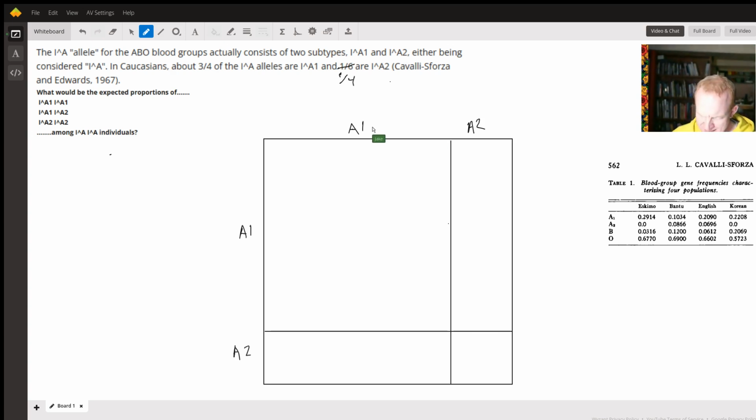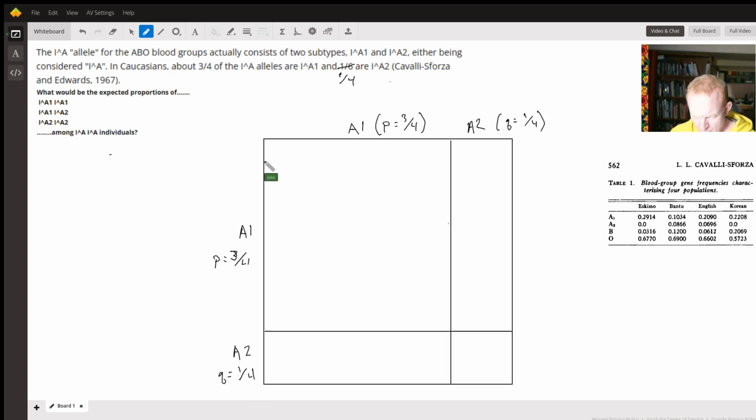Now, we're going to say this A1, P equals 3/4. All right, so I'm using the language of Hardy-Weinberg here, P and Q. And then this Q equals 1/4. And then the same here. It's P equals 3/4 and Q equals 1/4. All right.